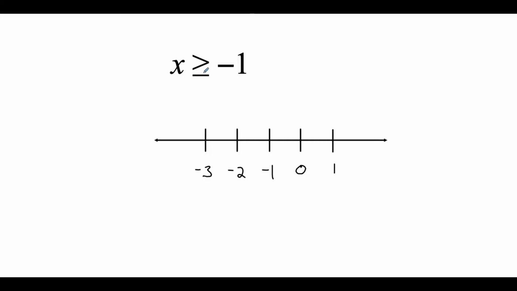Now looking at this inequality, it does have the equals to line underneath it. So at -1, I'm going to graph out a filled in dot to show that we do want to include that end value of -1.